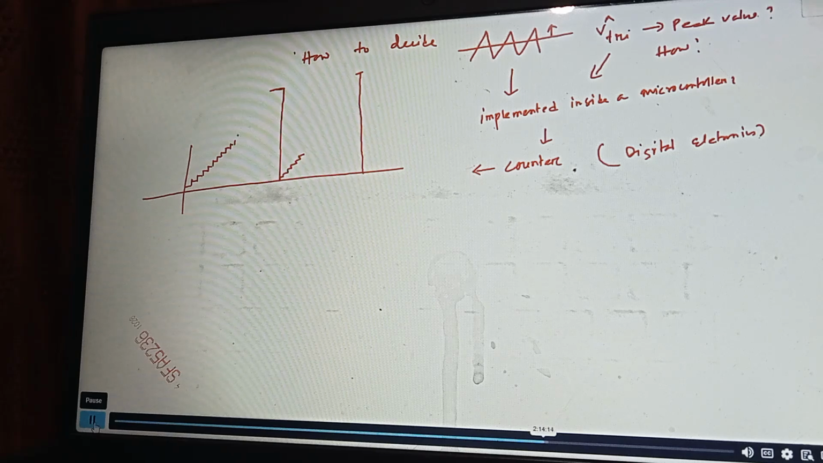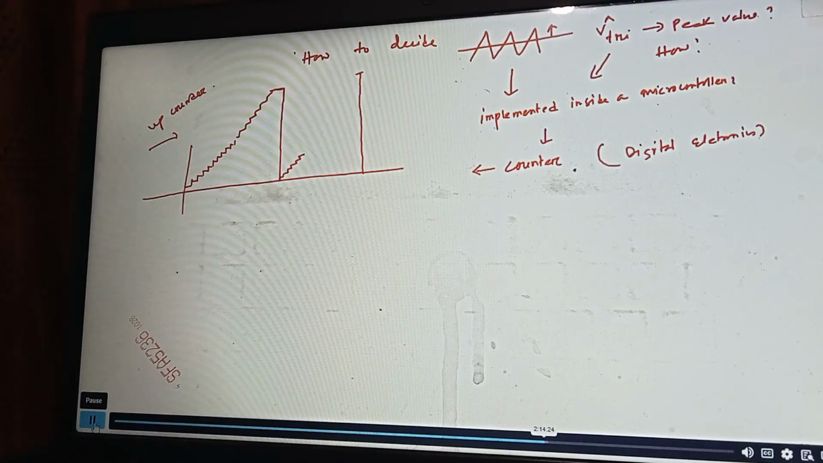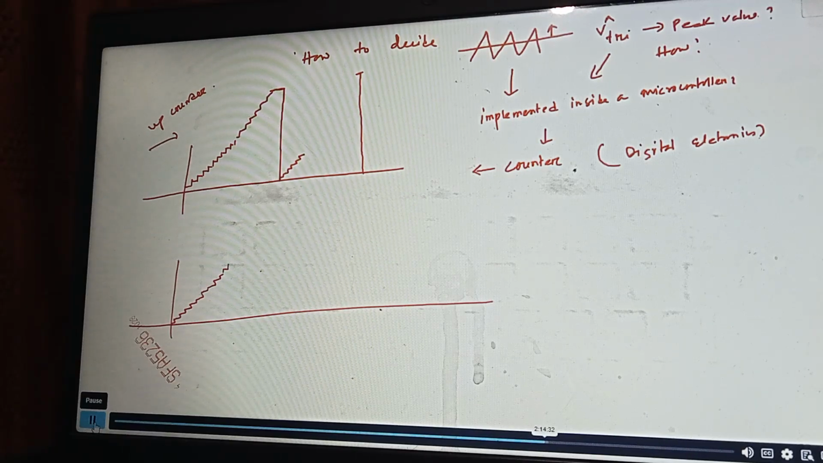So this kind of counter is known as an up counter. Similarly, this kind of counter, I hope you understand, these are nothing but some steps. Every time it increases the count by 1, and then again back to zero. So this is basically an up-down counter.